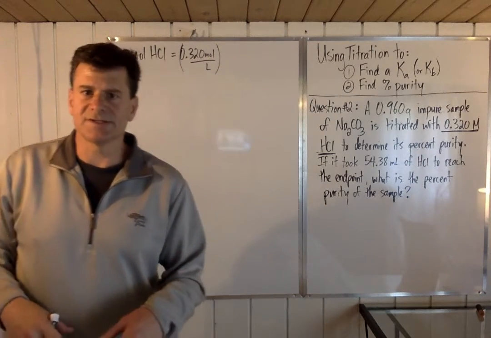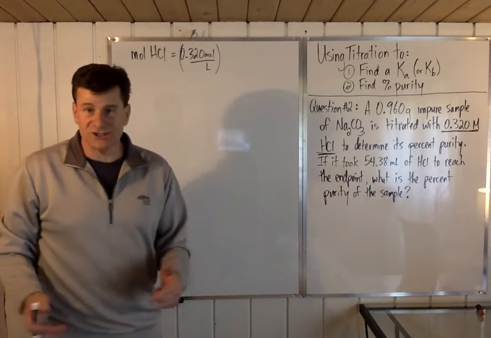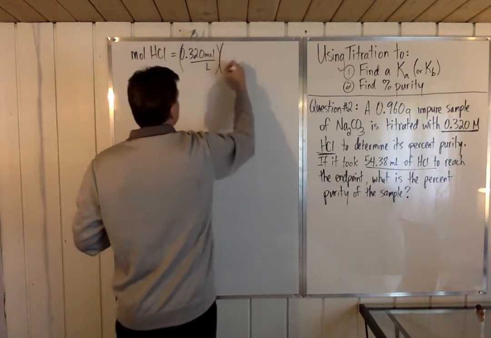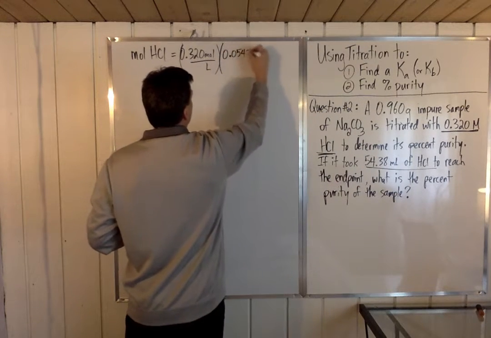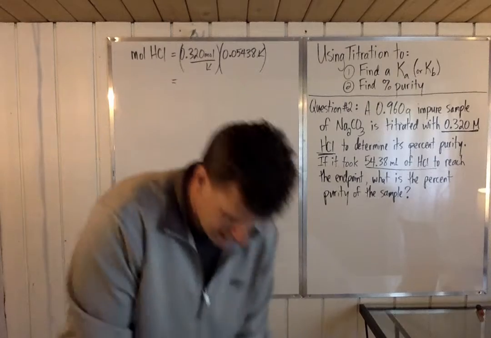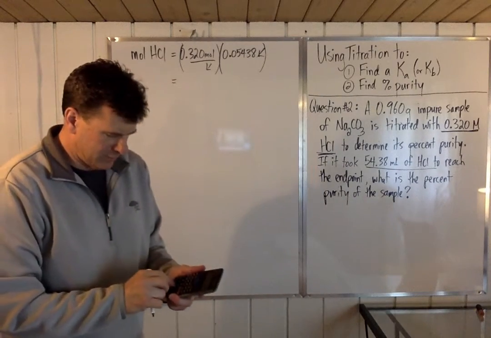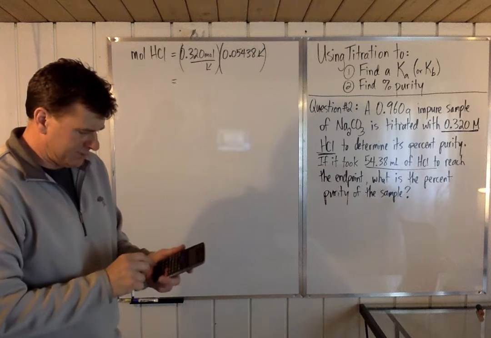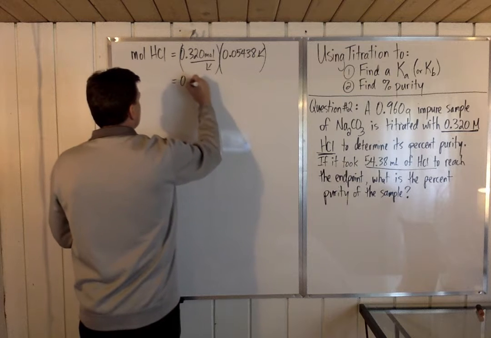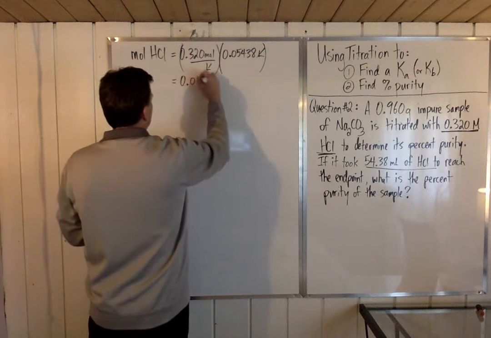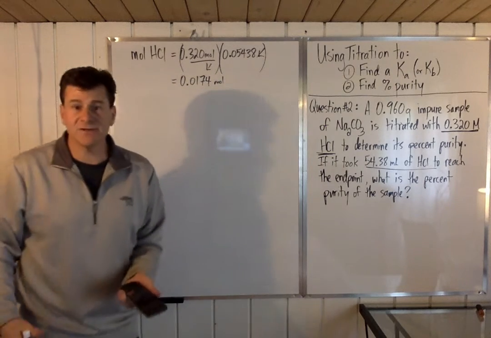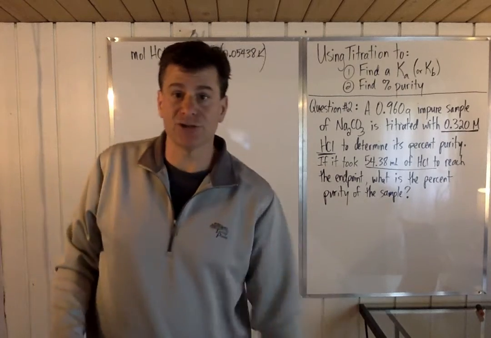0.320, keep the 0 because it's a sig fig, times the volume, change to liters, so move the decimal 3 places over. So there's the volume of the HCl, so times 0.05438 liters, liters cancel, and I end up with 0.32 times 0.05438 equals 0.01736, with sig figs, 0.0174 moles. Okay, so that's how much HCl we used to do the titration.